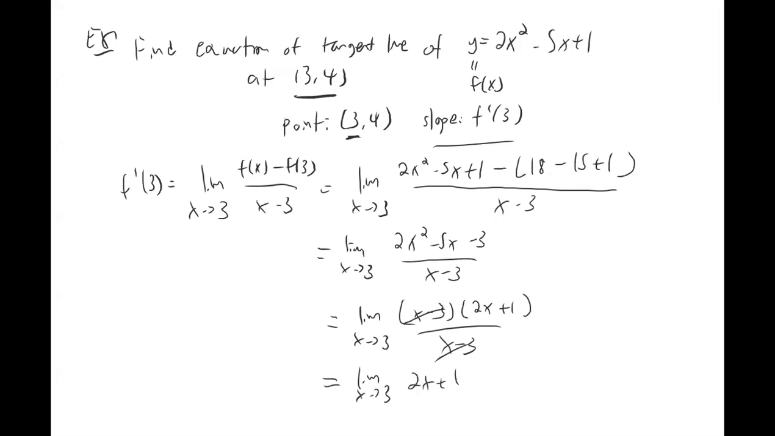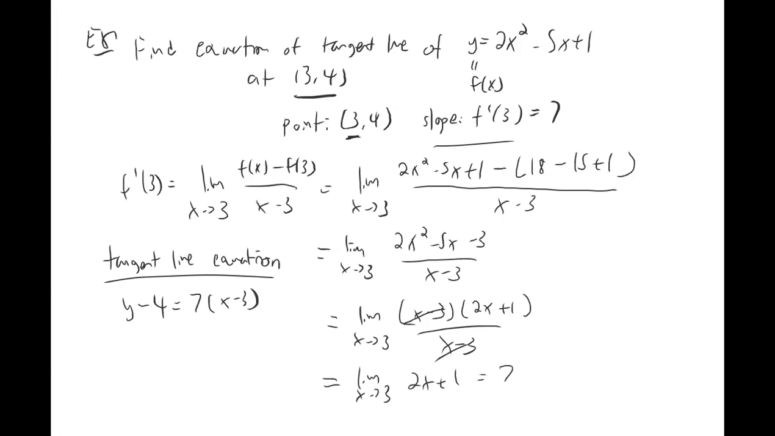So this is 7, 2 times 3 plus 1. So this is 7, and then you're done. Your point is 3, 4, and your slope is 7. So your tangent line equation is, and this is what I mean by WebAssign, I think they want you to move everything to the form y equals mx plus b. So 7x minus 21, y equals 7x minus 17.